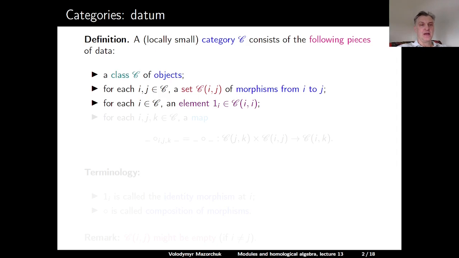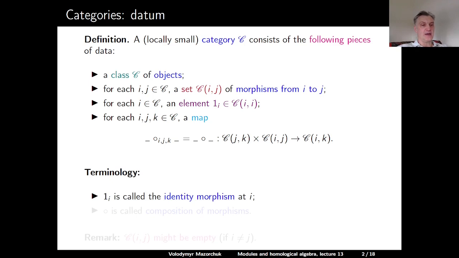i. And finally, for all i, j, and k in C, we have the composition map from C(j,k) times C(i,j) to C(i,k). Also, briefly about the terminology, the morphism 1_i is called the identity morphism at the object i, and the map circ is called the composition. So this is a composition of morphisms in the category.